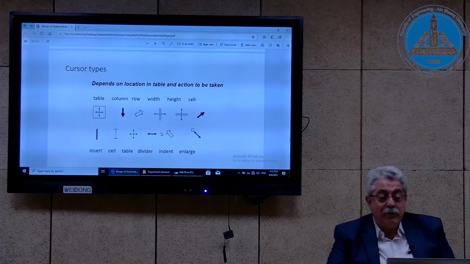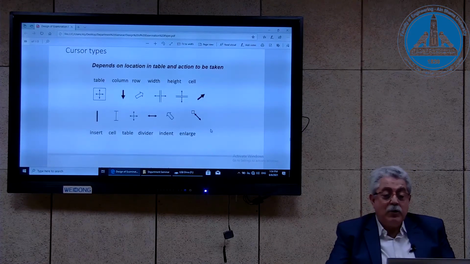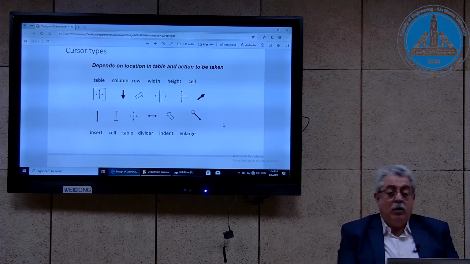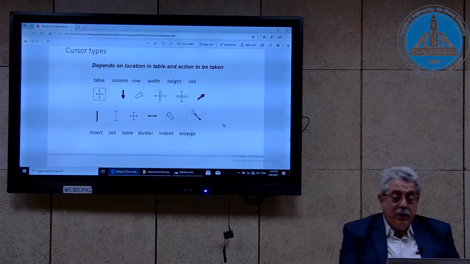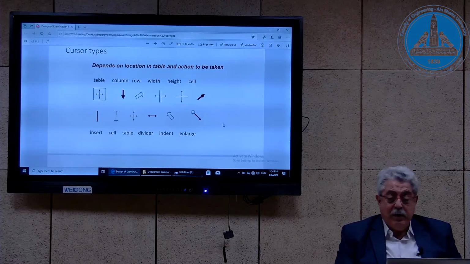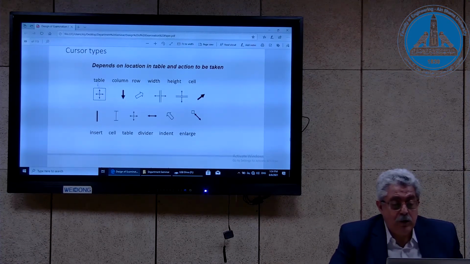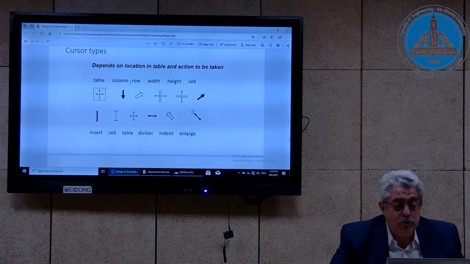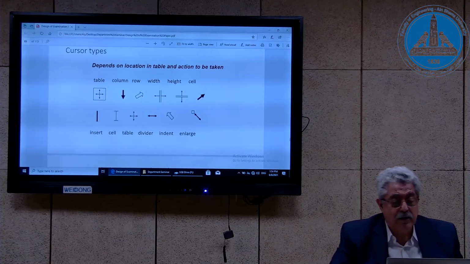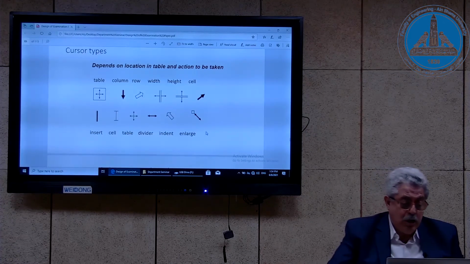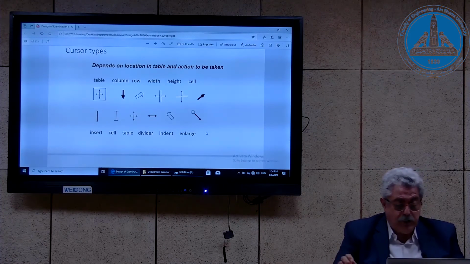Table in Microsoft Word is a bit tricky. Why? Because the cursor itself, like the one I'm using here, changes if you hover around the table. You will find the cursor is changing depending on what you want to do with the table in Word. Some cursors affect columns, rows, width, height, the whole table, divider, or the indent, or enlarge. And people using tables in Word have to be aware of these functions.